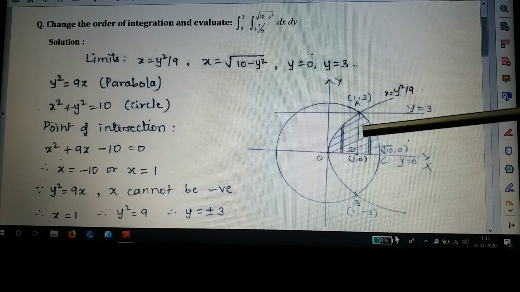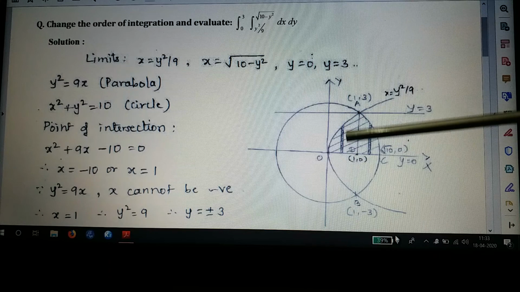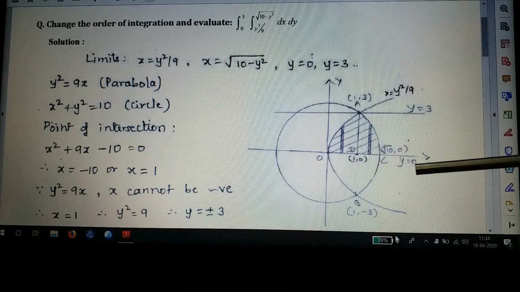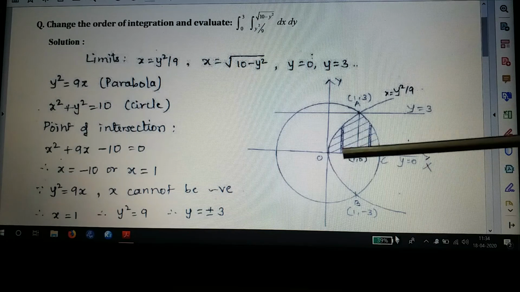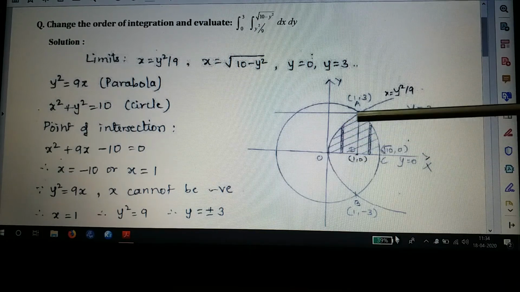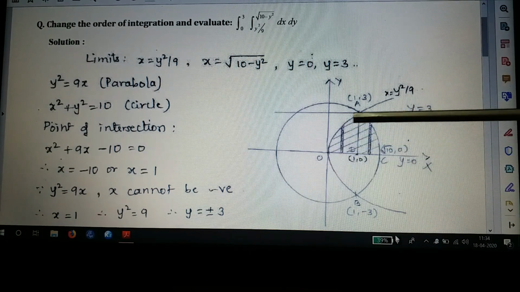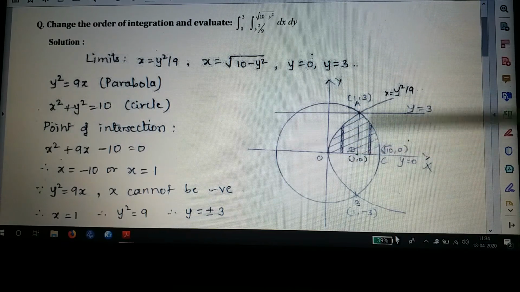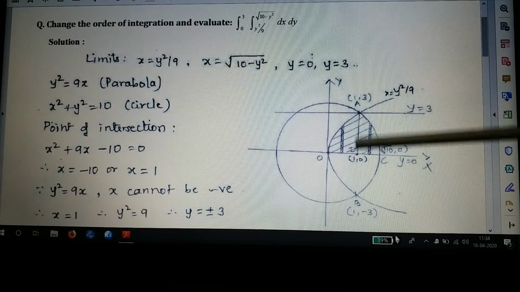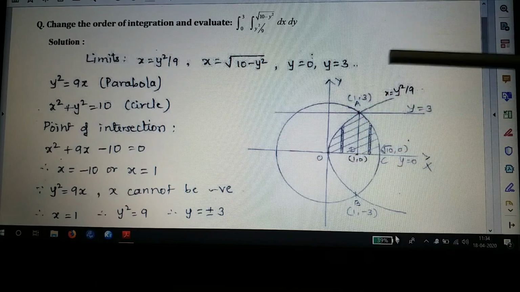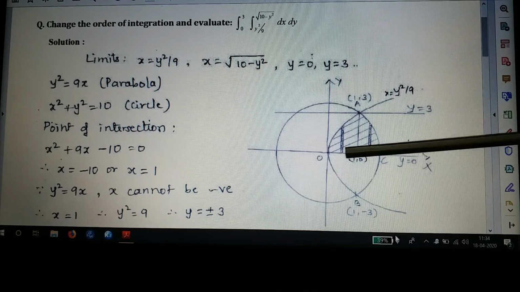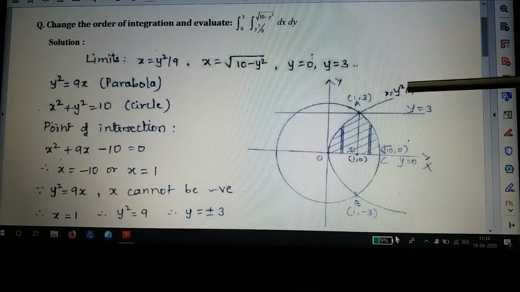Now see, when we take a vertical strip in this region, where does the strip start from? It starts from the x-axis and it ends on the parabola. You can see that over here. Why do we see this? Because this gives us the limits for y. Where does it start from and where does it end? So here it starts from the x-axis where y is 0 and it will end on the parabola.